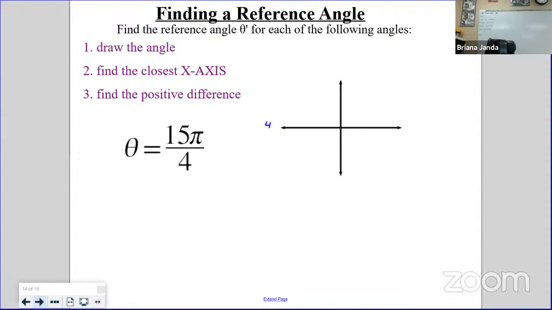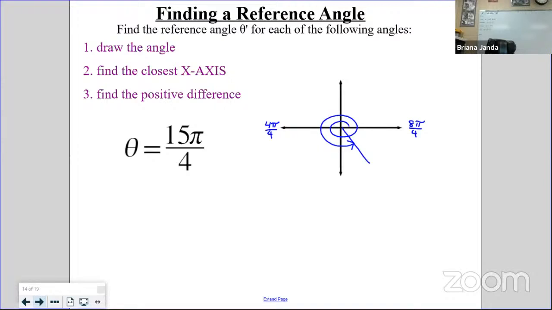I would label my picture relative to the denominator, 4/4, double the denominator for a full circle, 8/4, and I'm supposed to go 15π/4. So after I've completed a full circle, I've gone 8π/4. How much more do I need to go? 7, right? 7π/4 more to get a total of 15π/4. So the same conversation we just had. Full circle is 8π/4. I need to go 7π/4 more, which would put me into quadrant 4.